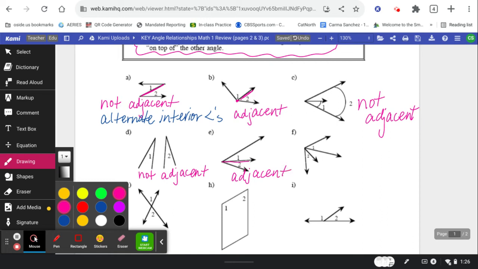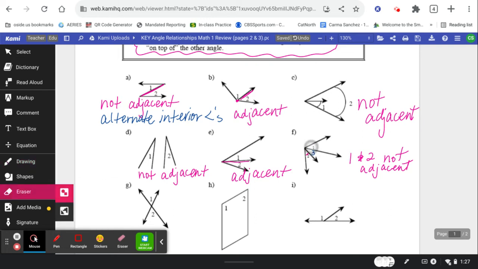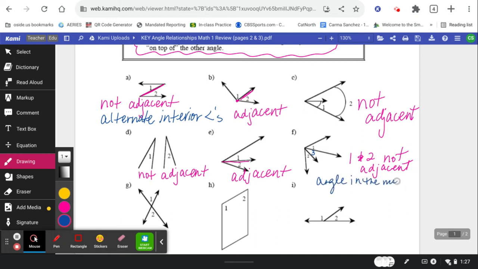1 and 2 are the angles that are in question here. Notice 1 and 2 share a vertex but not a side. So we would say 1 and 2 are not adjacent. But we had a discussion today in one of my classes where if we consider angle 3, this undiscussed angle here, 1 and 3 are adjacent and 3 and 2 are adjacent. And so that angle in the middle, like angle 3, is adjacent to angle 1 and angle 2.